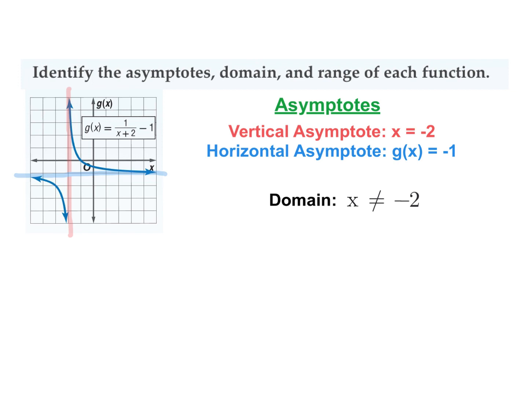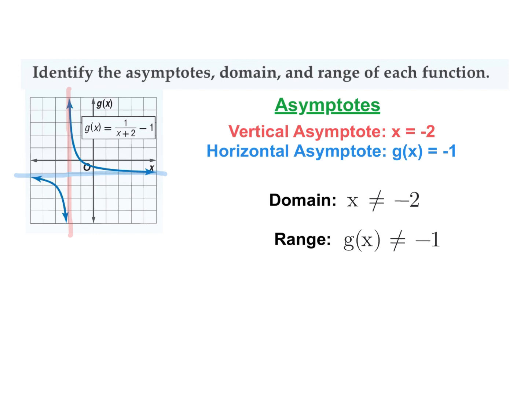X can be anything except for where the asymptote is, negative 2. And so the y, or the g of x in this problem, the range, can be anything but negative 1. So my range is just g of x not equal to negative 1. Now, here's where we really want to put it all together. You should be able to determine the asymptotes and the domain and range without actually looking at the graph. If we think back to our transformations in chapter 2, and that whole inside with the x versus outside, that's where we look to find our numbers.